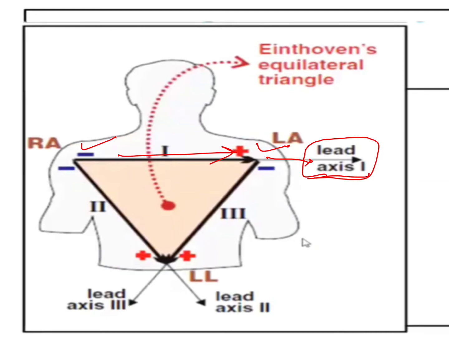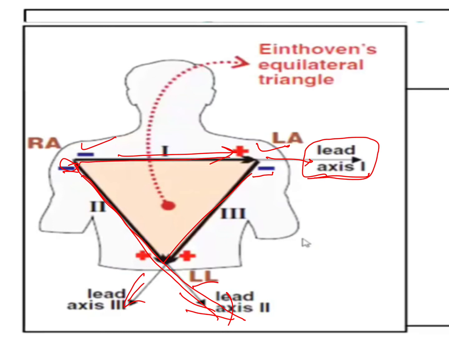This is lead 1. Lead 2 will have this direction: the negative electrode is placed on the right arm and the positive electrode on the left leg, and this is the direction of the lead 2 axis. Similarly, we have lead 3: the positive electrode is placed on the left leg and the negative electrode on the left arm, and this is the direction of lead 3.